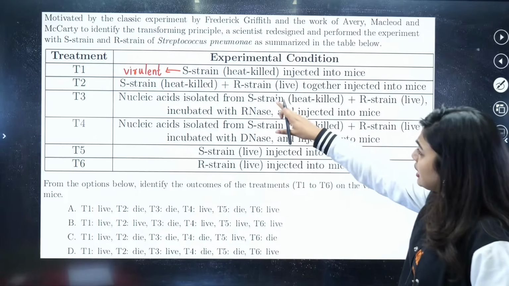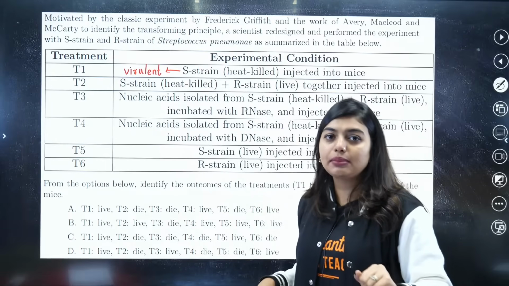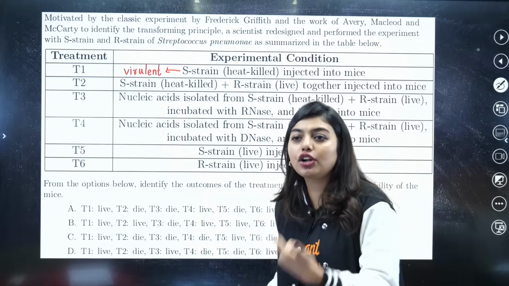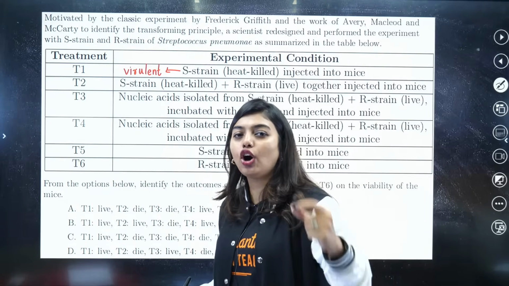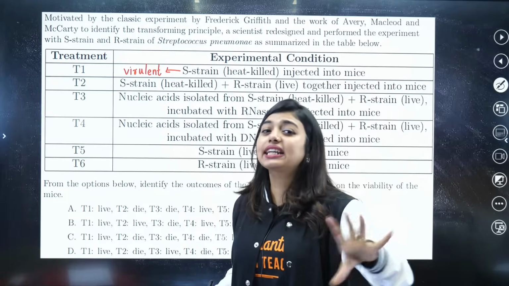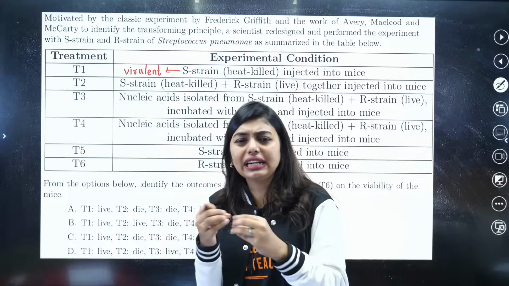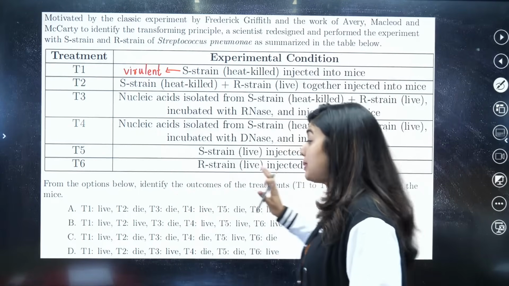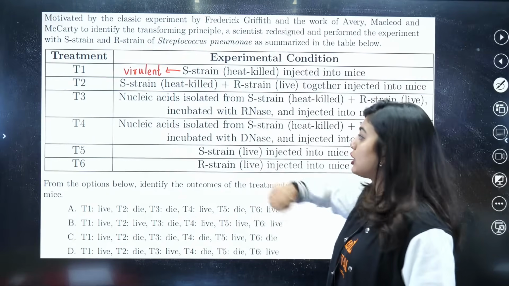Now, I heat killed the S strain. That means I killed it with extreme heat. Will the mice live or will the mice die? All of you tell me in the chat. Even though it was virulent, I put so much heat and damaged whatever I had to damage. So will the mice be alive or not is your answer. All of you tell me the answer, and by then I'll go to the next one.